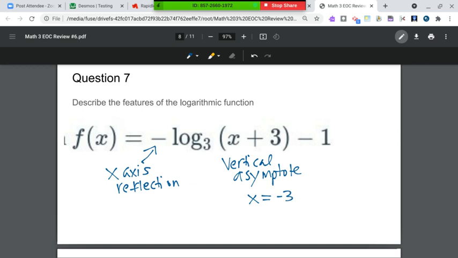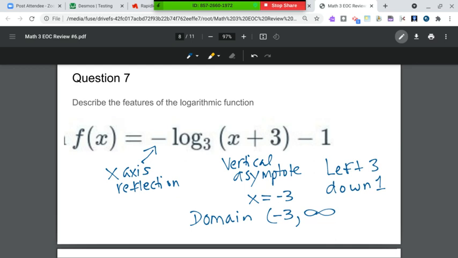This function has shifted left 3, down 1. Because it shifted left 3 and that asymptote line is -3, that's a barrier. It is not going any lower than -3, so your domain would be -3 to infinity.